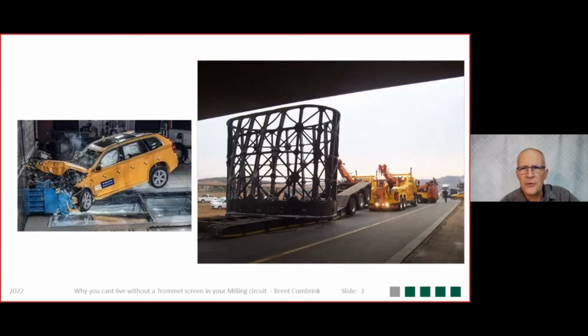Okay, so my first picture here, you will all recognize that's a typical car crash where they look at the safety and then the structural damage to the vehicle. So what we do, once we've designed the trommel screen, there's a lot of work going into that and a lot of thinking. So how can you actually physically test the structure of that trommel? You see there it is more than 5 meters in diameter.